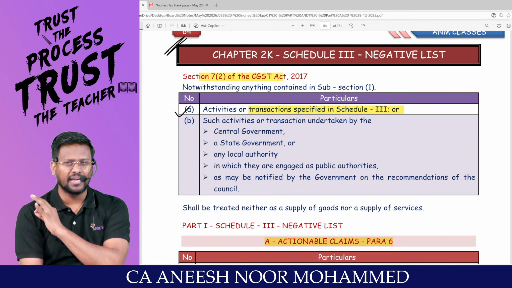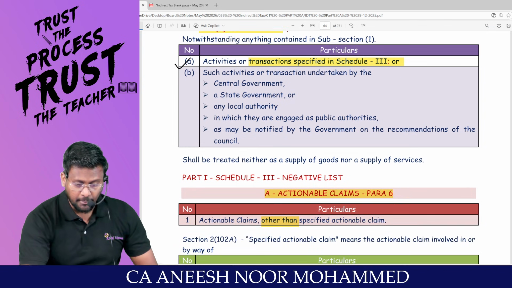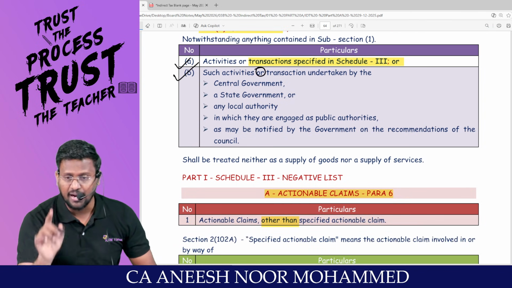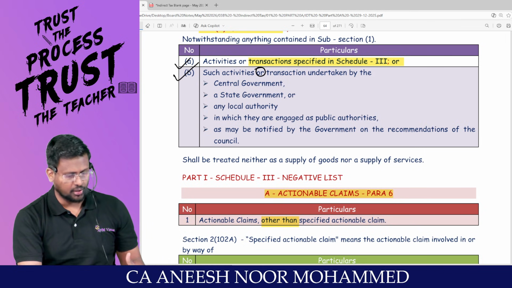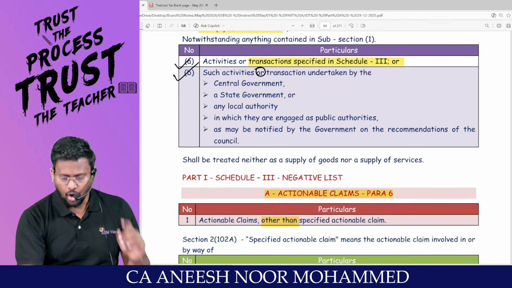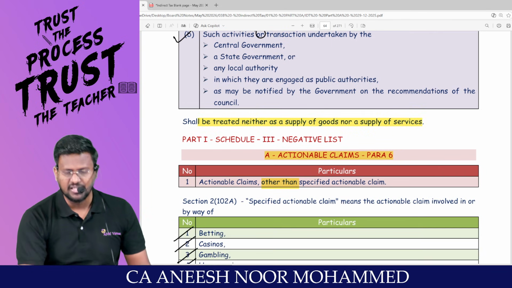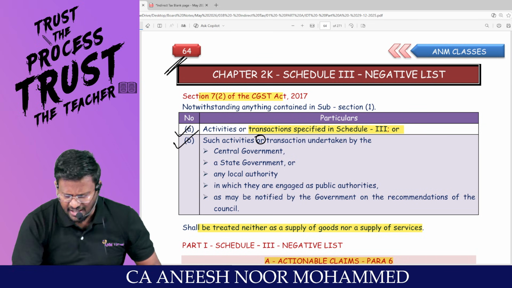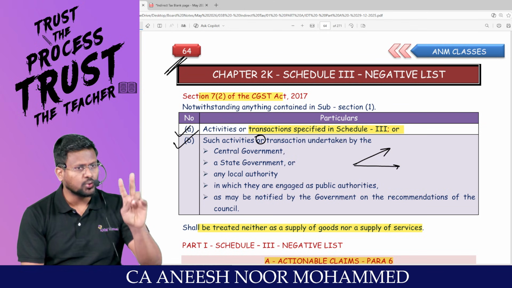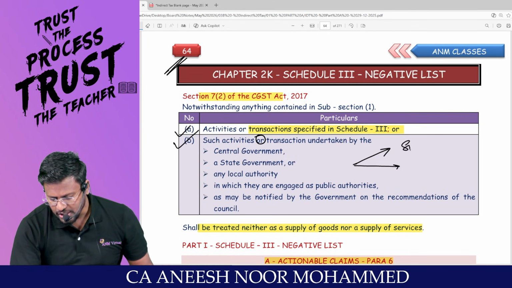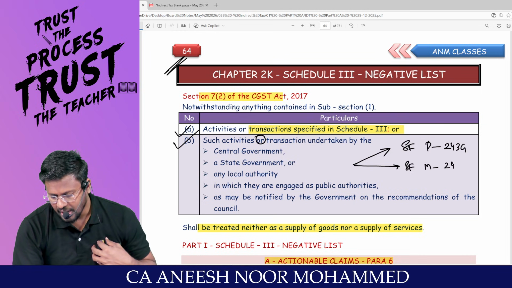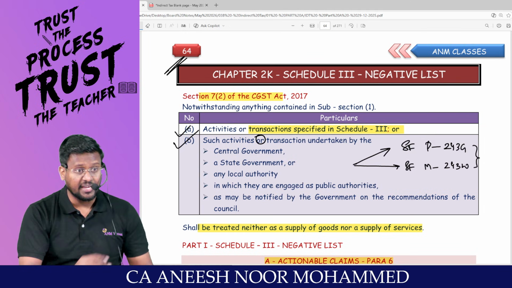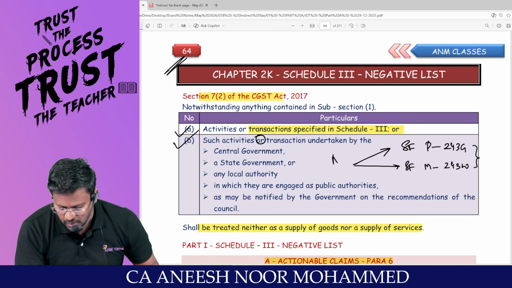These activities are neither supply of goods nor supply of service. And number two, such activities or transactions undertaken by the central government, state government, or local authority in which they are engaged as public authority, as may be notified by the government on the recommendation of the council, shall neither be treated as supply of goods nor be treated as supply of service. How many activities? Two activities. Two things have been notified. Number one, statutory function entrusted to a panchayat under Article 243G. Statutory function entrusted to a municipality under Article 243W. These are neither supply of goods nor supply of services. This is notification number one.